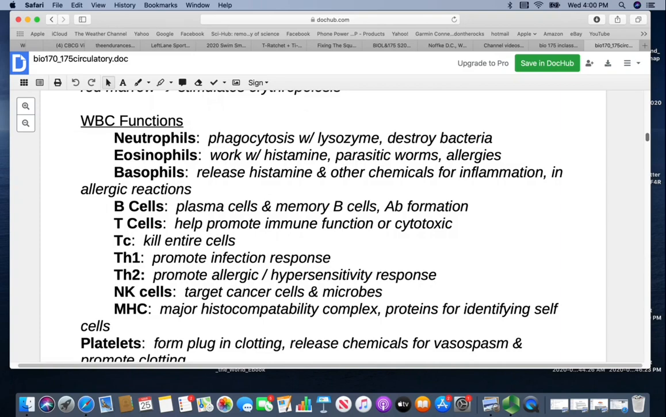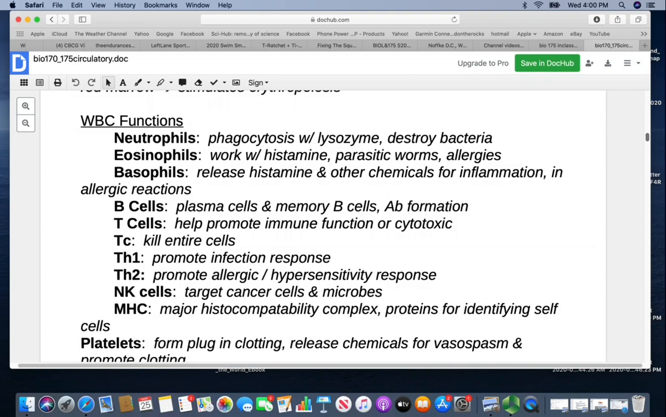Eosinophils work along with histamine. Histamine is the stuff that you would have during allergies that's going to cause redness, swelling, runny nose, itchy eyes, a lot of those unpleasant things in there. So you will see these being elevated in allergies as well as with parasitic worm infections. Basophils are going to release histamine and other chemicals for inflammation, so they're also involved with allergic reactions.